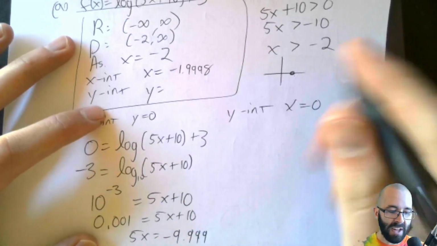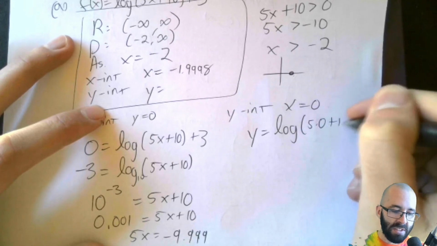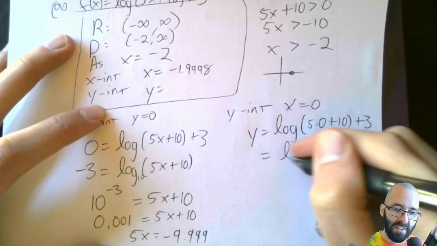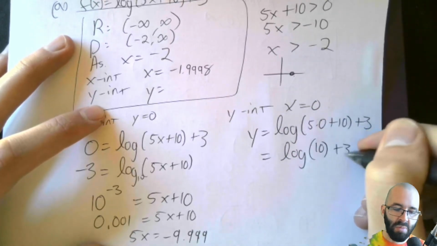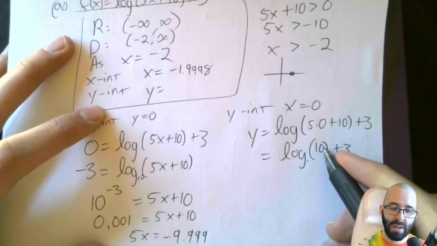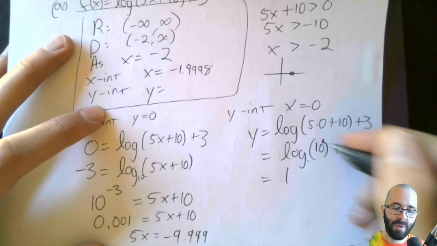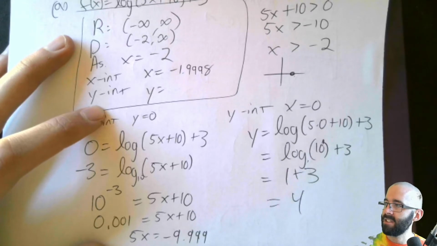The y-intercept is much easier. Y-intercept is when x is equal to 0. So y is going to be the common log of 5 times 0 plus 10, plus 3. 5 times 0 is just 0, so the common log of 10, plus 3. This is 10 raised to what power equals 10? Oh, these are inverse functions. They cancel each other out. We're just left with the exponent, which is like a hidden 1. So our y-intercept's a little nicer. It's just 4.